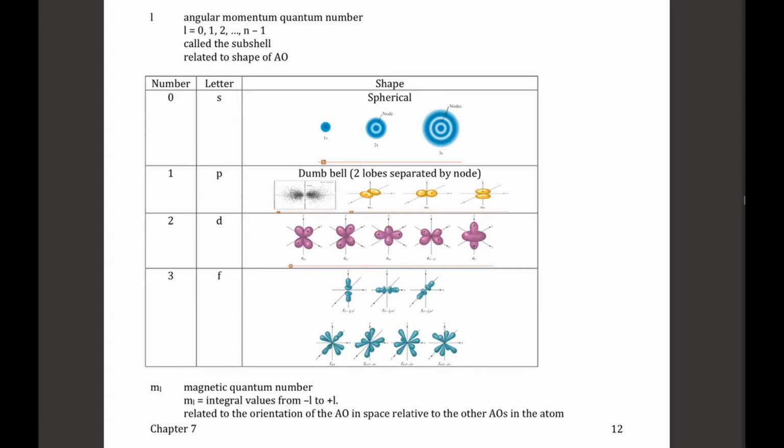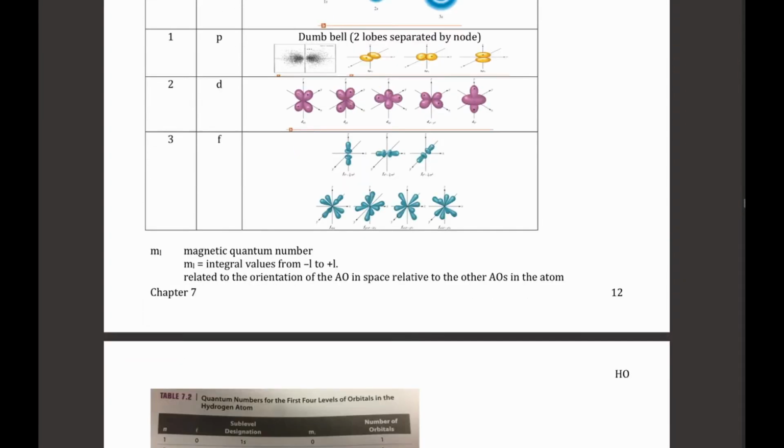So when L is 2, the letter describing L equals 2 is D. It turns out there's 5 of those possible atomic orbitals, and you see their shapes in the purple diagrams. When L is 3, the letter describing those atomic orbitals is F. Turns out there's 7 of those, and they have those bizarre shapes given by the green. So that's L, that quantum number.